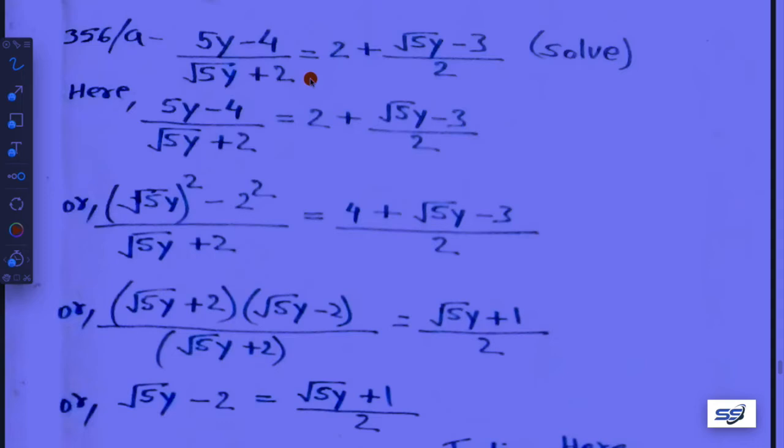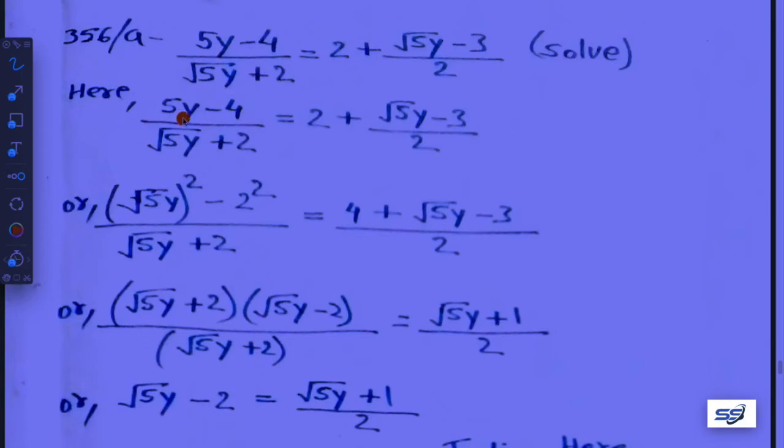Here is problem number 35 6A. Solution: given us a problem to solve, from the indices chapter. Solve: (5y minus 4) upon root under (5y plus 2) equals 2 plus (root under 5y minus 3) upon 2. Now we have to solve this equation and get the value of y.